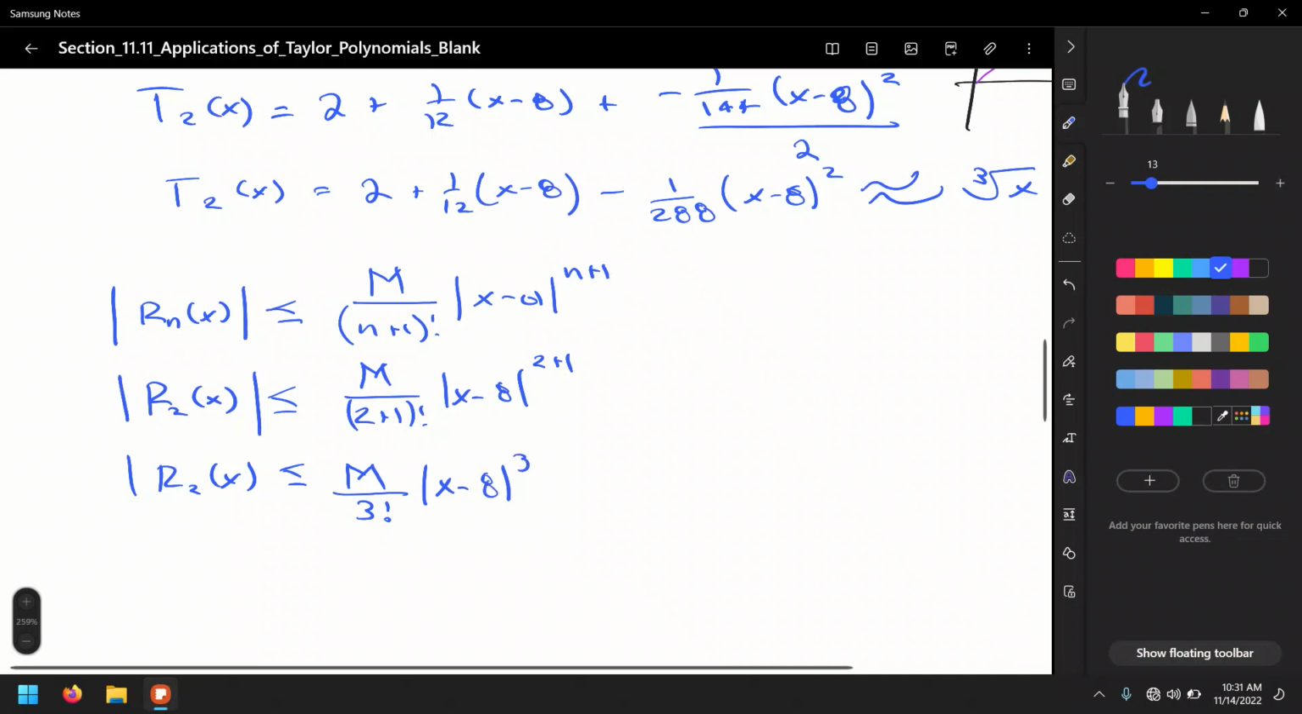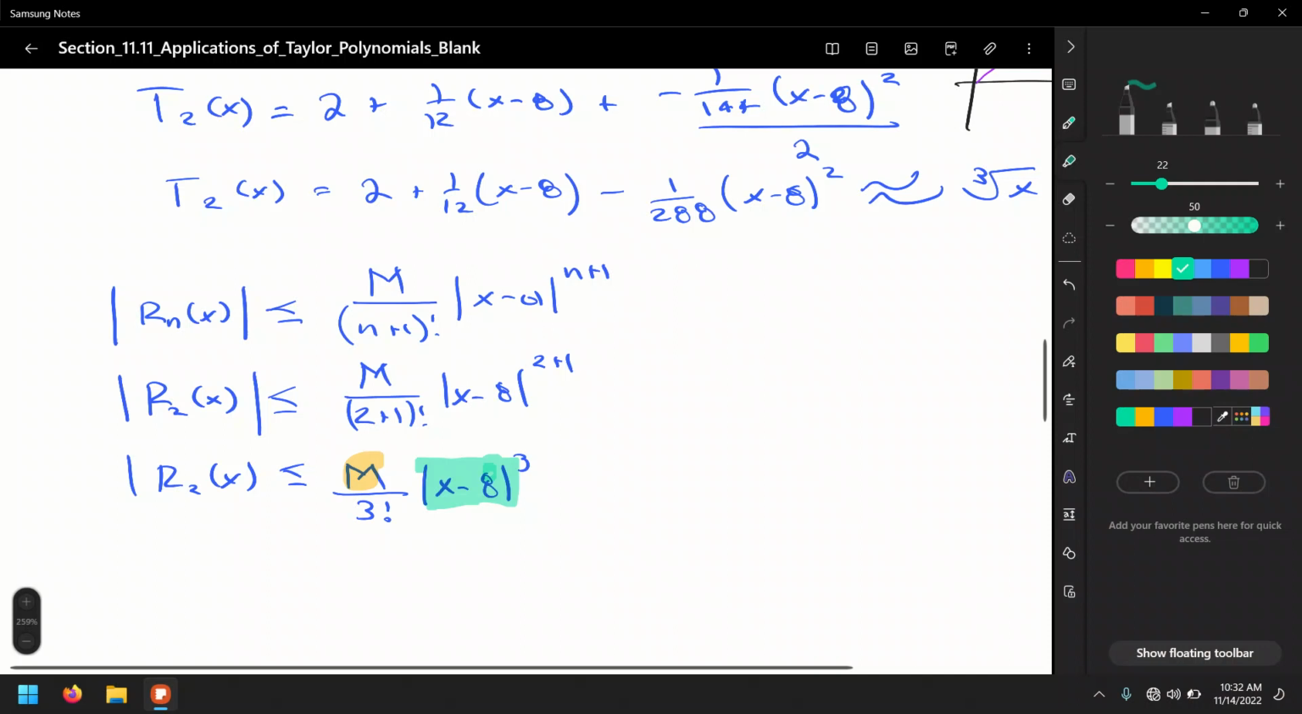To the third power. Alright, so again, there's two quantities that we need to compute. Number one, the one quantity that we need to compute here is this big M, and another quantity we need to compute is this absolute value of x minus 8 to the third power.